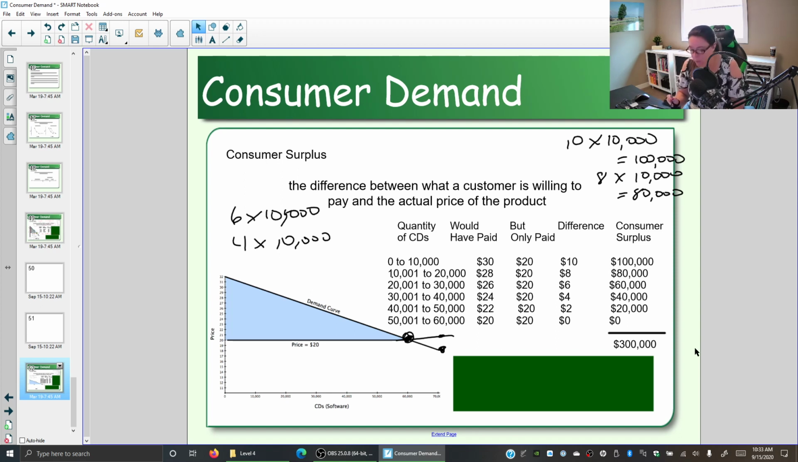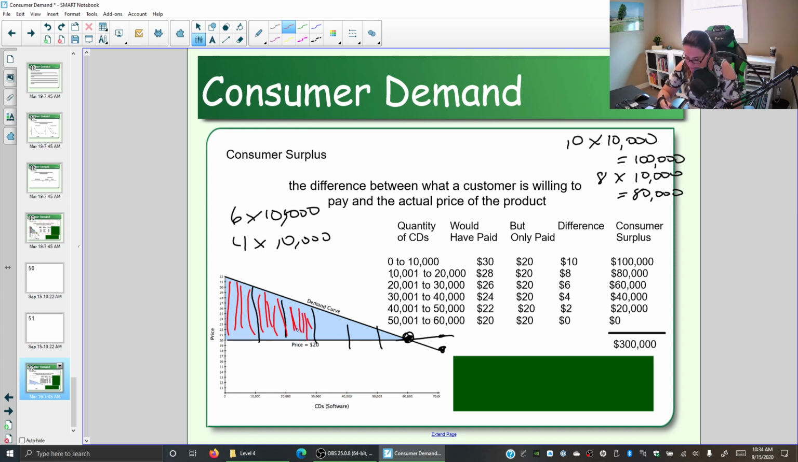Again, with this example, instead of just looking at batches of 10,000, we could instead look at all possible combinations. So we could buy 10,713 units. We could buy 15,400 units, right? Each of those has deals because there's a difference between what we'd be willing to pay and what we actually pay. So if we want to include all of those deals to calculate our consumer surplus, then again, we are looking for the area of the triangle.